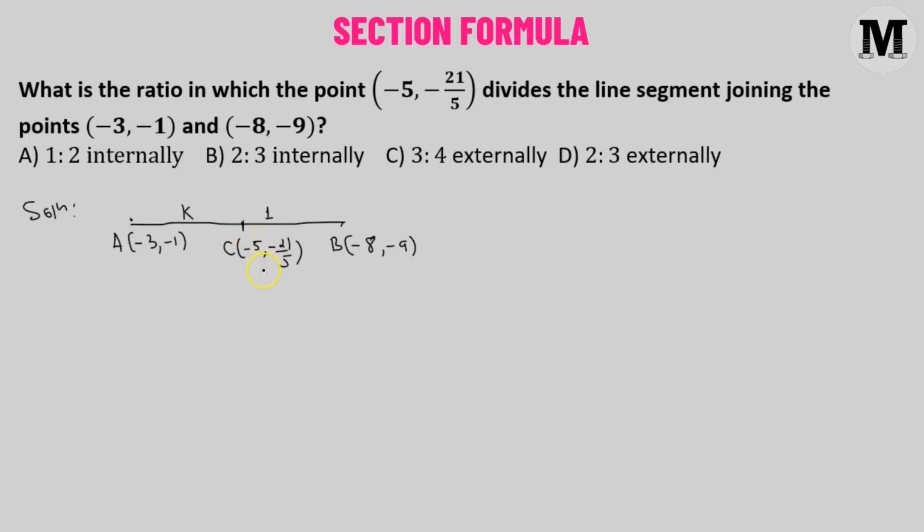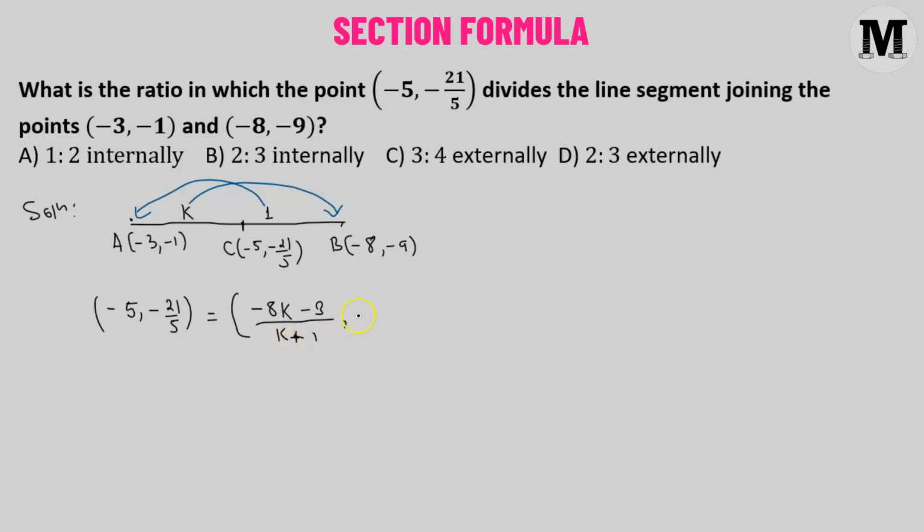We'll begin with the assumption that C is dividing AB internally. So here we have the coordinates of point C, (-5, -21/5). If we were not provided with the coordinates of point C, then how do we find them? All you have to do is take k, multiply it with B, and take 1 and multiply it with A. To find the x coordinate, we take the x coordinate of B, which is -8, multiply it with k, add to it 1 times the x coordinate of A, which is -3. So we have -3 times 1, -3, divided by the sum of the ratios, which is k plus 1.